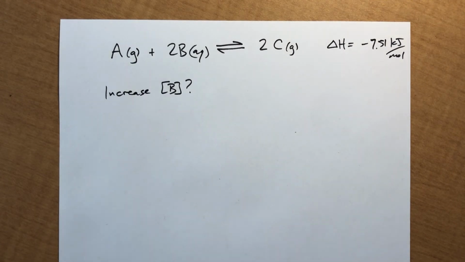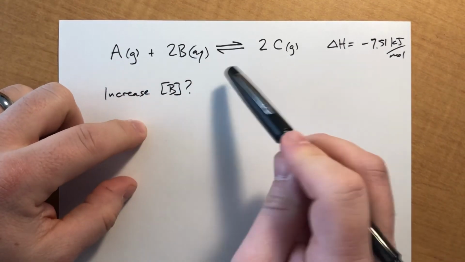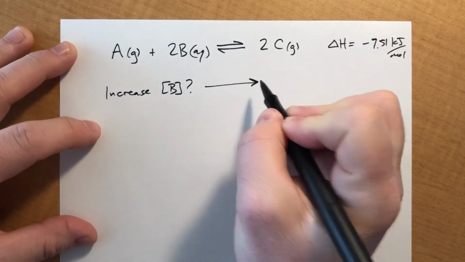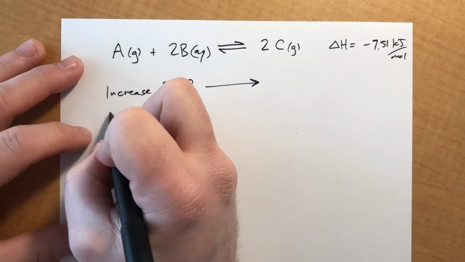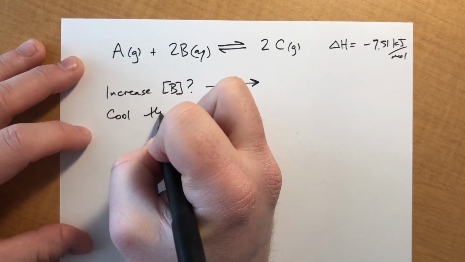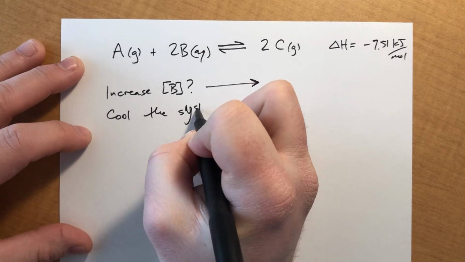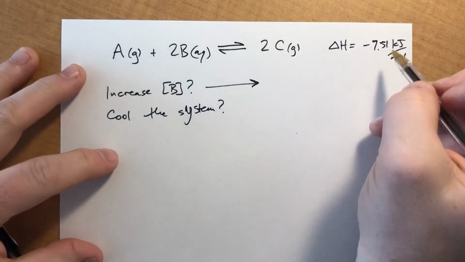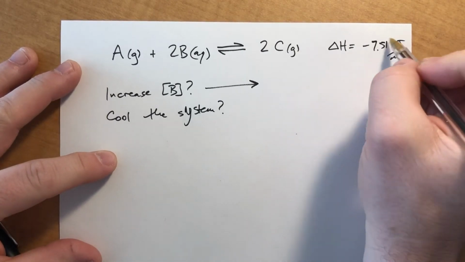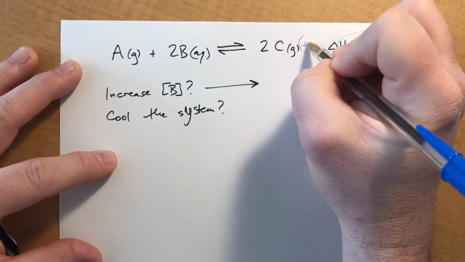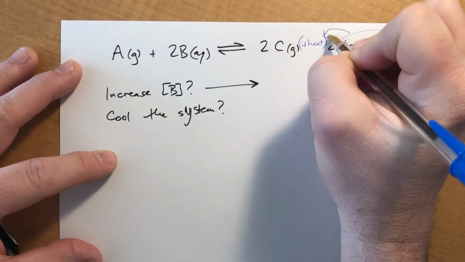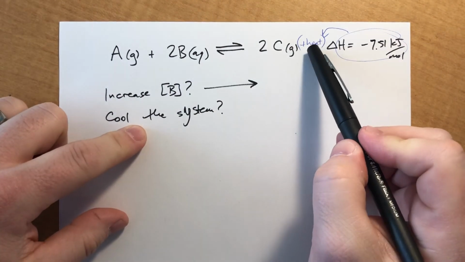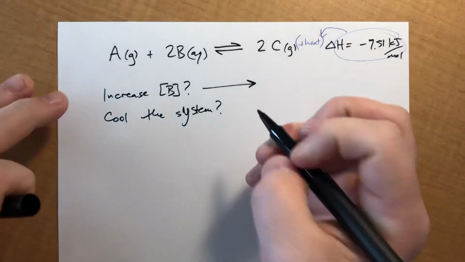Because this is aqueous, not a liquid or a solid, if you increase reactants, it should shift to the right. What happens if we cool everything, basically decrease the temperature? Because this is a negative delta H, it is exothermic, so we can visualize heat as being a product. If we cool the system, we are removing products, so we're going to have to shift to the right to make up the difference.